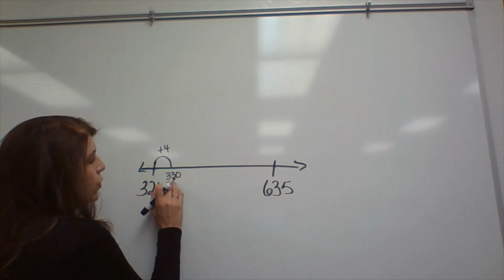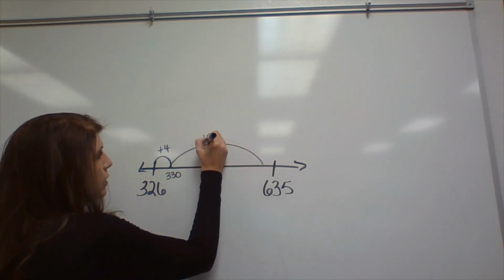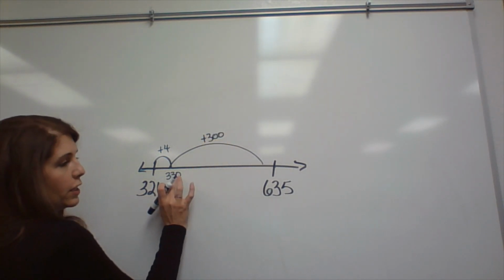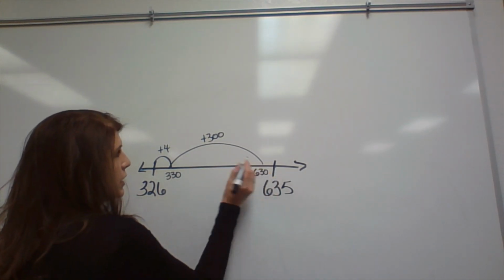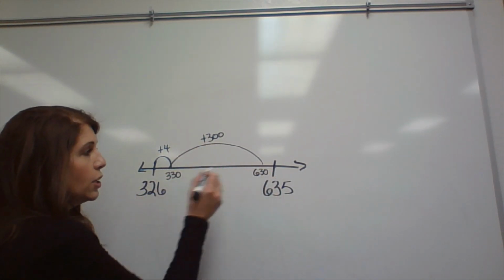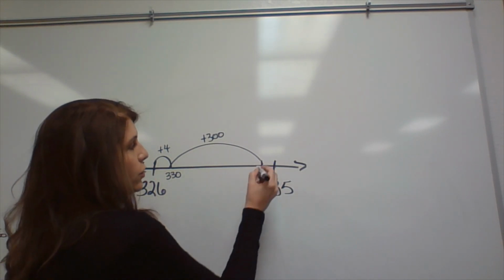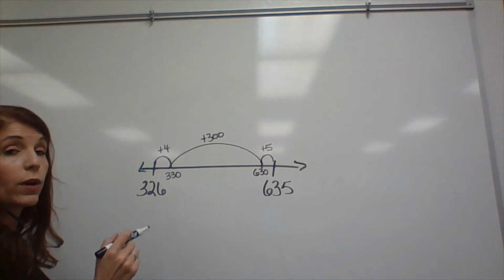I'm going to go from a 300 to a 600, so I'm going to add 300, because I know that 300 plus 300 equals 600. I didn't do anything to my tens place or my ones place, so this number right here is just going to be 630 because I only added to the hundreds place. So now if I end at 630, how would I go from 630 to 635? That's just 5 more. I'm just hopping right along.